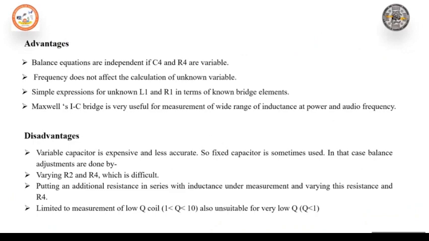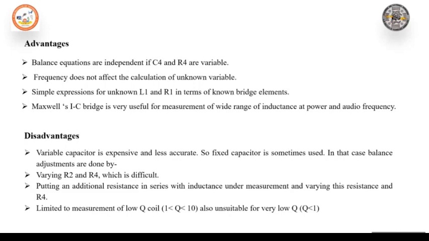So after completing this, we understood what the advantages are. Coming to disadvantages, you can list them there. There are 4 disadvantages that I have listed here. First, variable capacitors used are a little expensive. Second, Maxwell's bridge cannot be used for the measurement of high Q values. Its use is limited to the measurement of low Q values from 1 to 10.